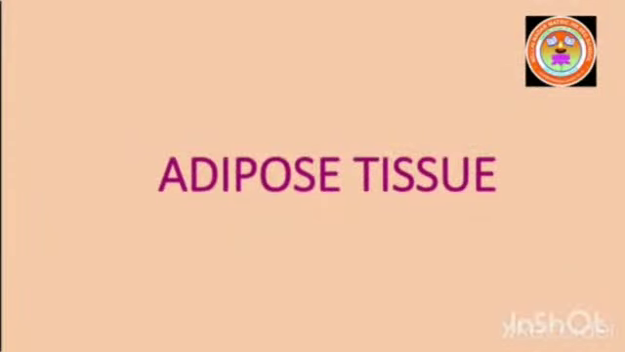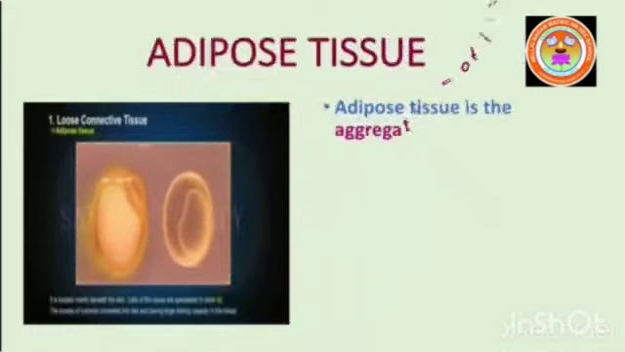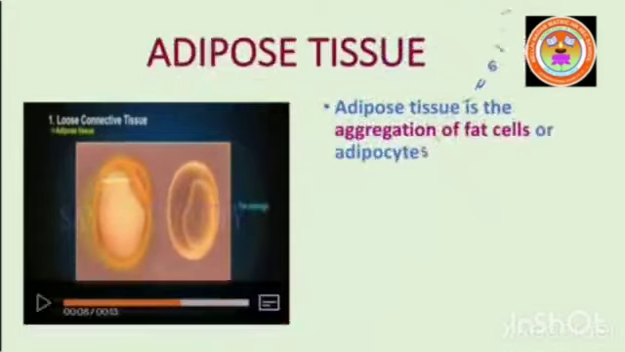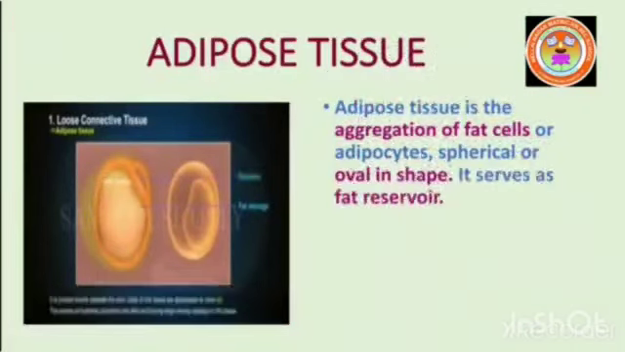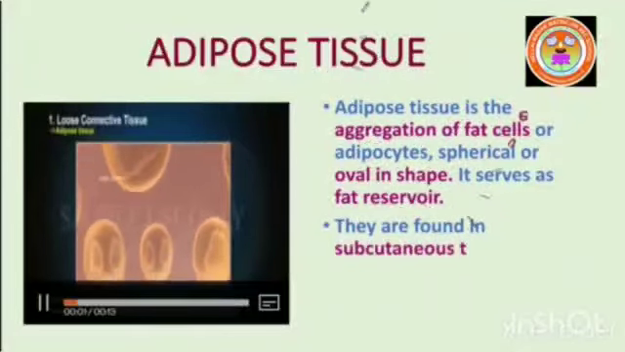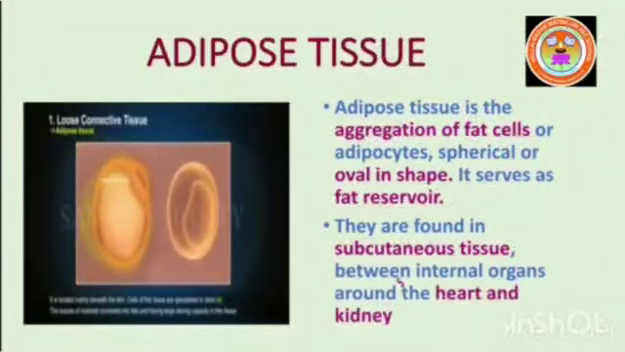Now let us see adipose tissue. Adipose tissue is the aggregation of fat cells or adipocytes, spherical or oval in shape. It serves as a fat reservoir. They are found in subcutaneous tissue, between internal organs, around the heart and kidneys.